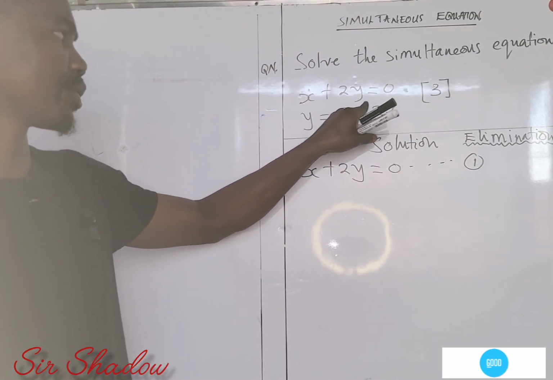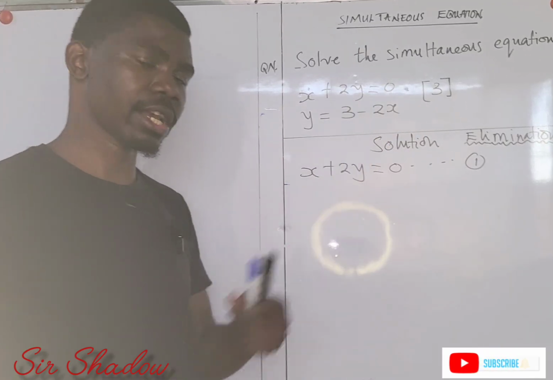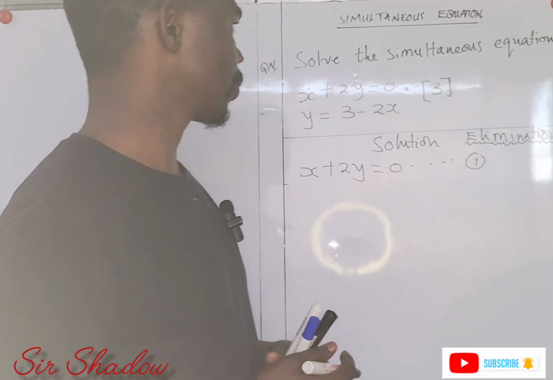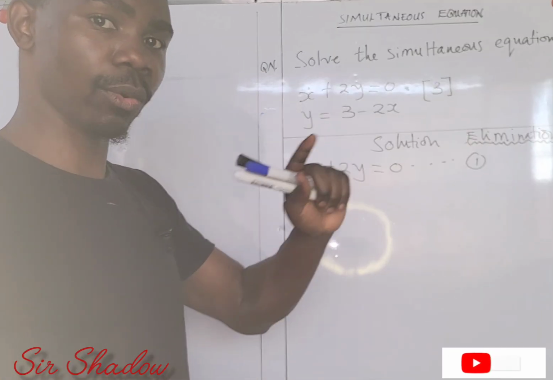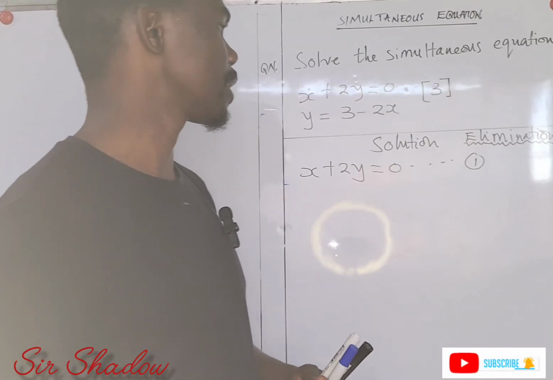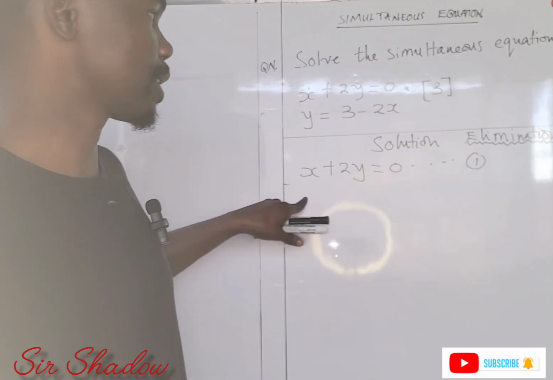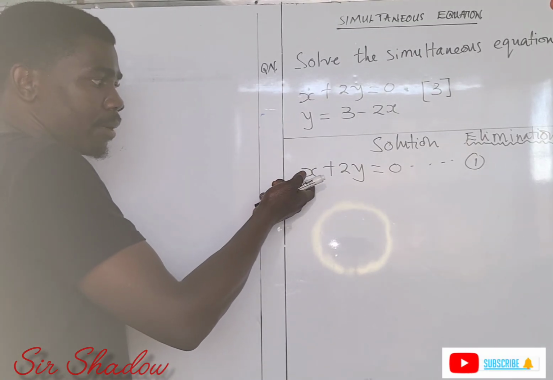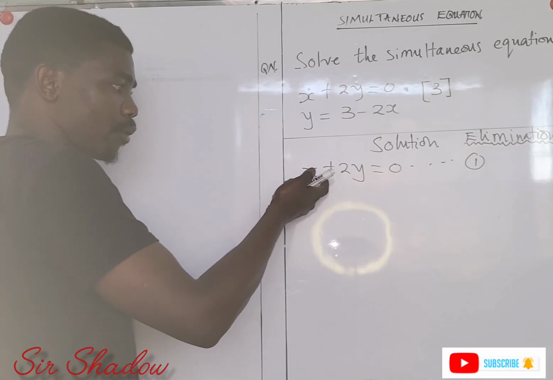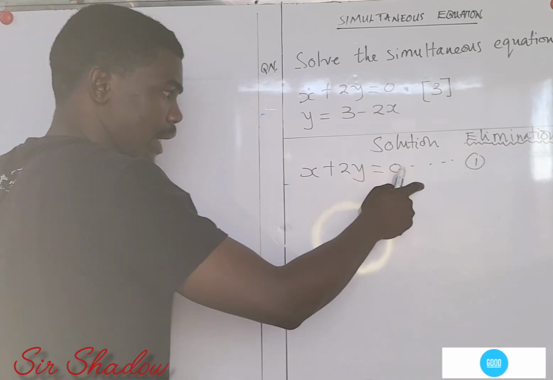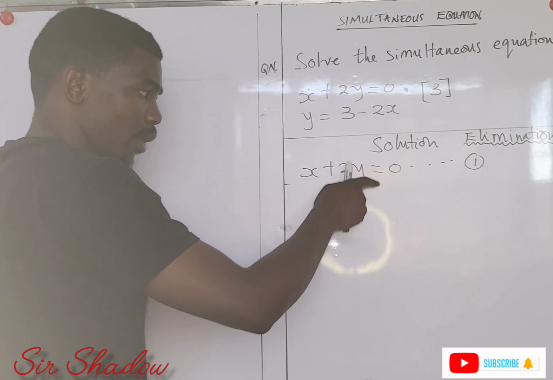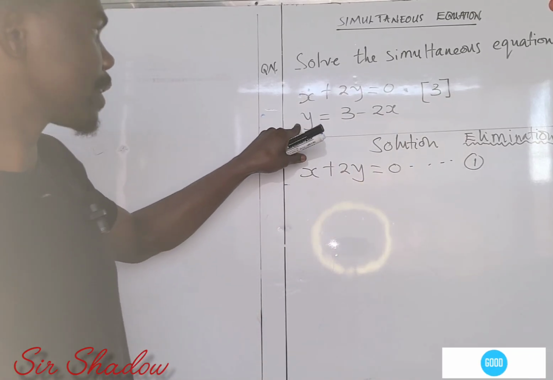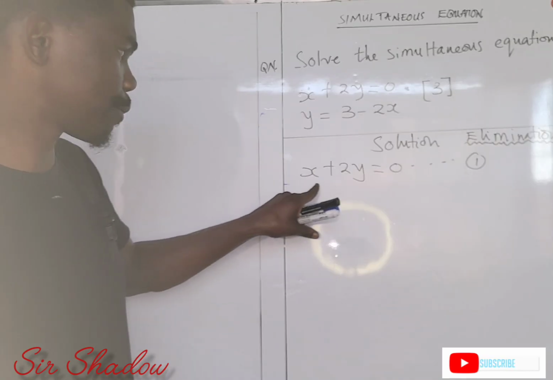X plus 2y is equal to 0. Simultaneous means solving two things at the same time, so we are going to find both x and y simultaneously. So x plus 2y is equal to 0 is equation number 1. Remember, x is the letter found at the beginning of the equation, followed by the one with y, then a constant. So we have to arrange the equation y is equal to 3 minus 2x to this form.